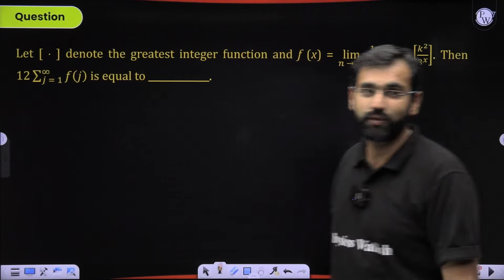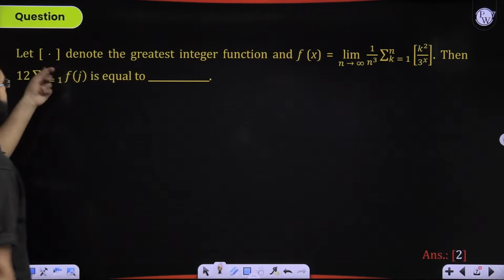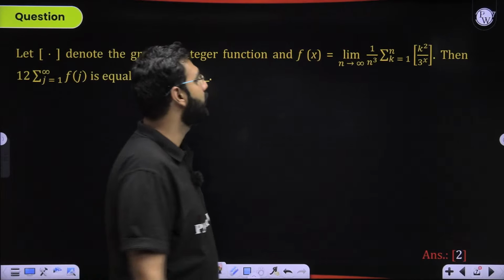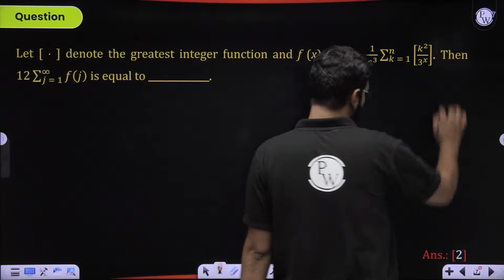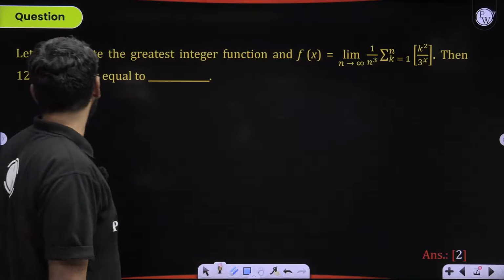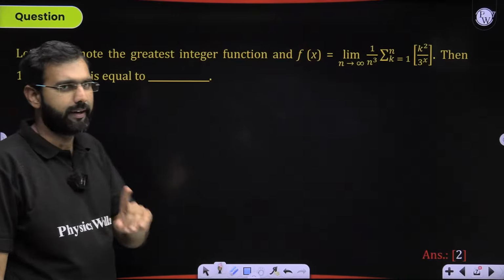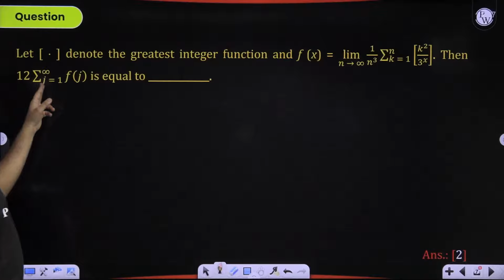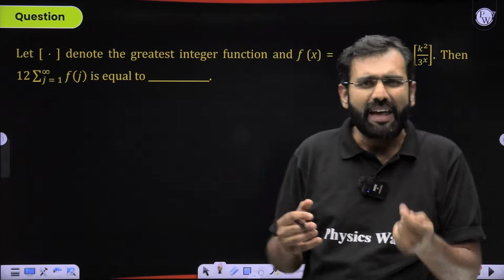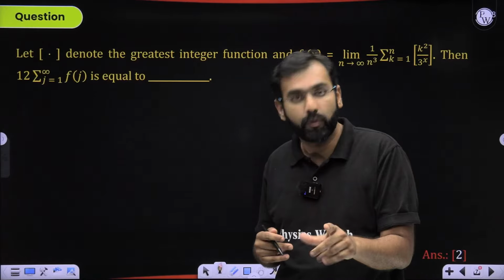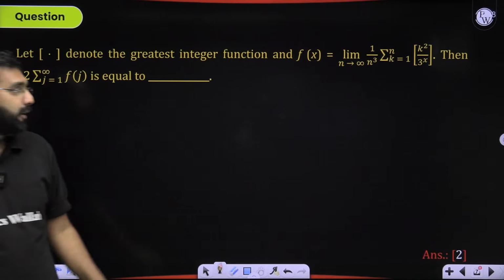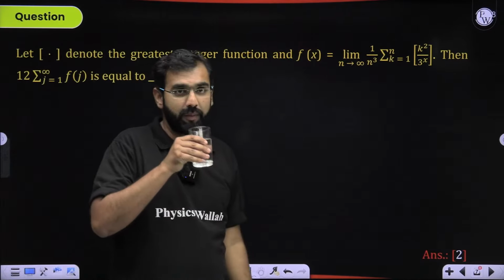What do we see in the next question? Let this denote the GIF. Now this is giving you GIF of k square by 3 to the power x. Now from here, whenever you see summation of something from 1 to infinity, in finite terms, sum is mostly done with GP. So the chances are that this f of x could be a GP.